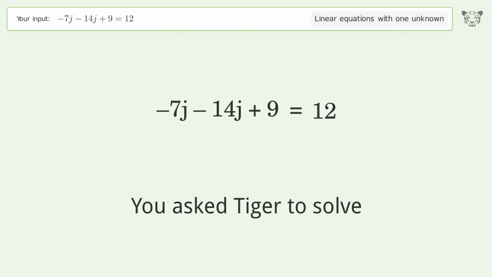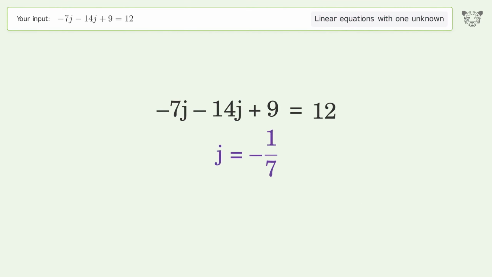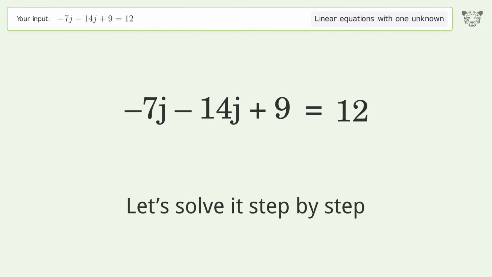You ask Tiger to solve. This deals with linear equations with one unknown. The final result is j equals -1/7. Let's solve it step by step.